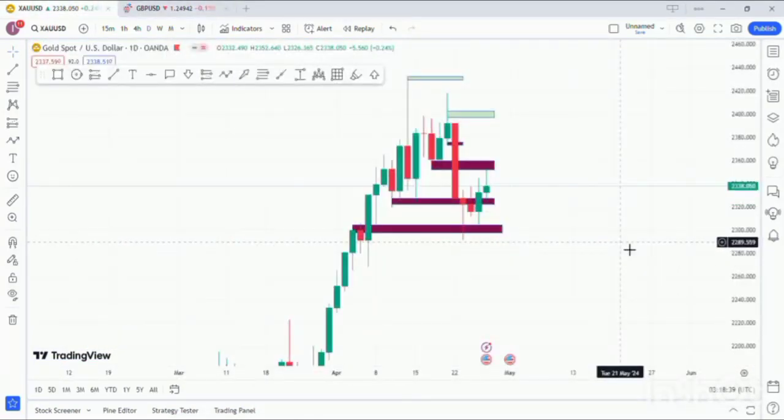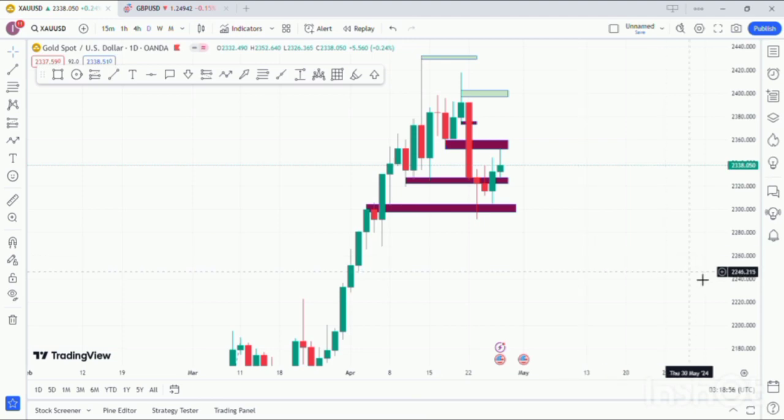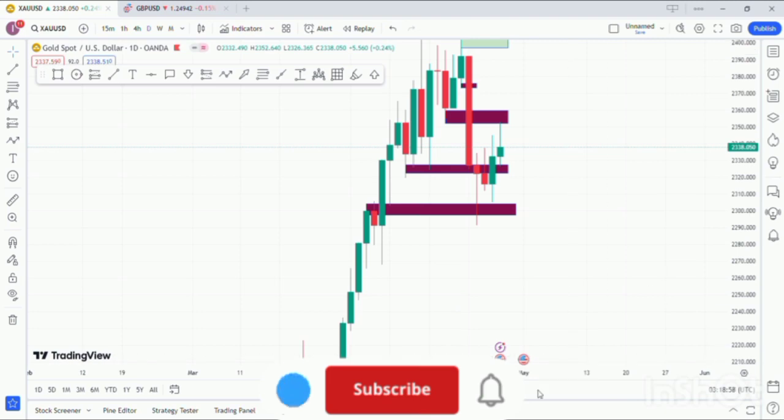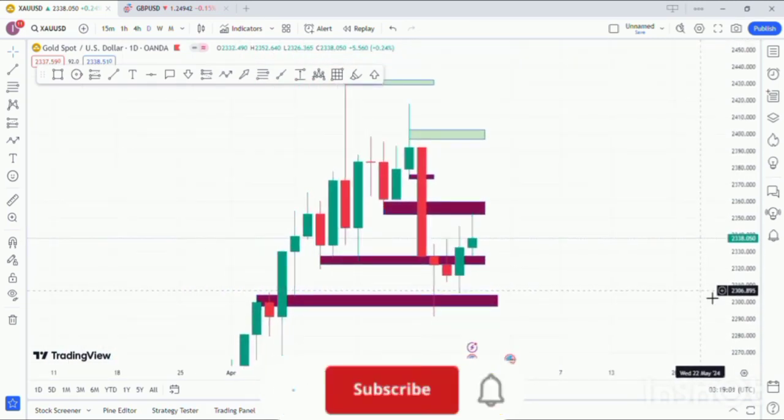So this is XAUUSD on the daily time frame. Right here on my screen, we are going to be marking out some key zones that we are expecting price to either break out, respect, or even retest from. I'm just going to be zooming in so you can see some very key and vital zones on the daily time frame for XAUSD.